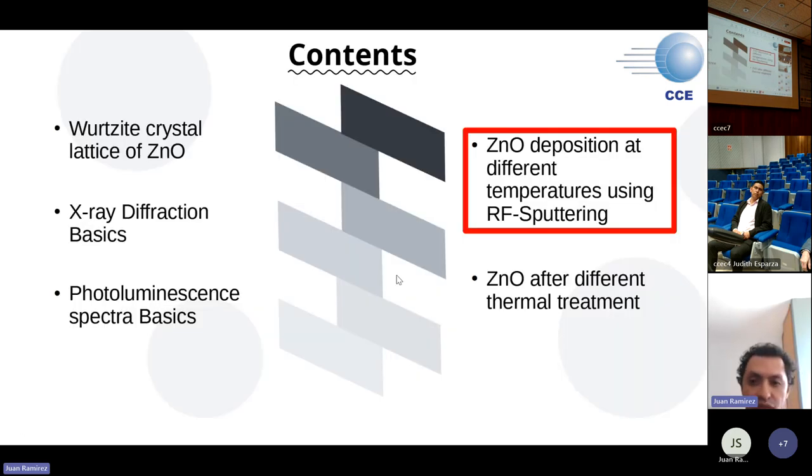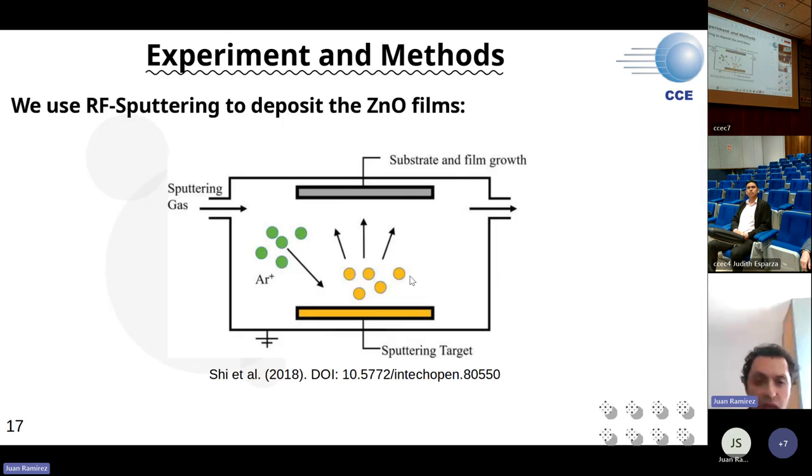So about the zinc oxide deposition at different temperatures using RF sputtering, this is a graph where, in the RF sputtering, the argon ions impact the target of the material. The material in this case is zinc oxide. So we can obtain a film. In this case, we obtain approximately 50 nanometers thick of zinc oxide.